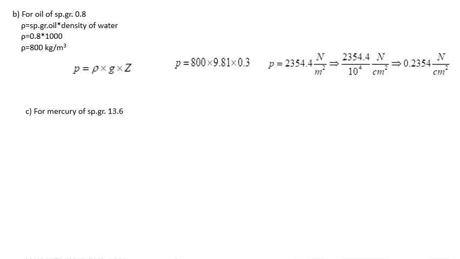For the third case, mercury of specific gravity 13.6. Once again, we need to calculate the density of mercury. The specific gravity is given as 13.6. In order to find the density of the mercury, the specific gravity value is multiplied with the density of water. So rho is equal to 13.6 into 1000. Then the density of mercury is equal to 13,600 kg per meter cube.